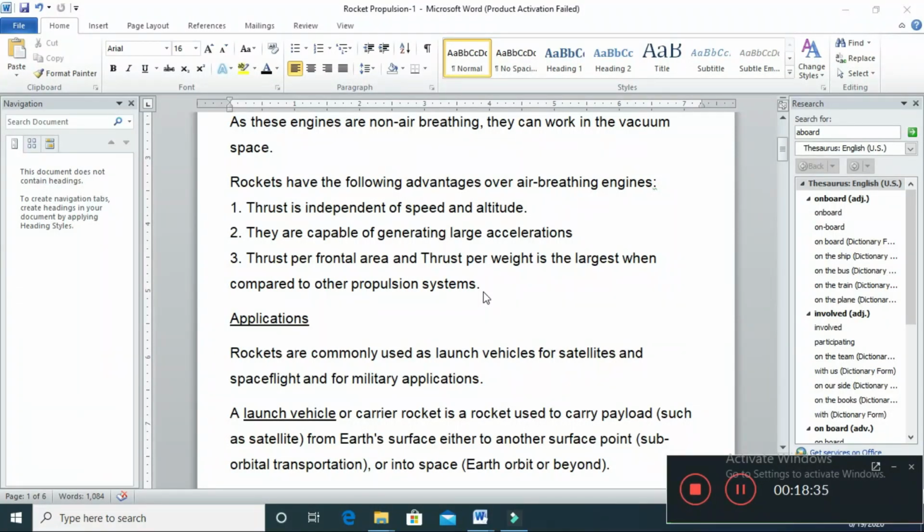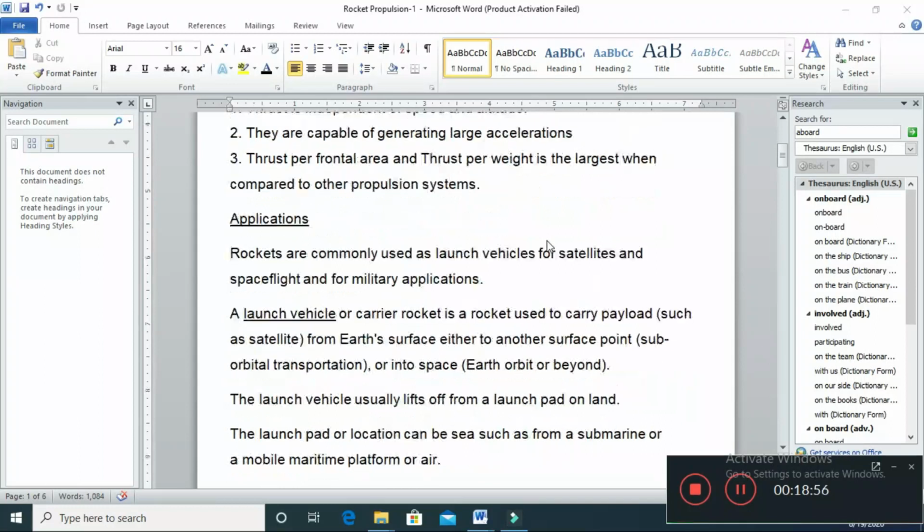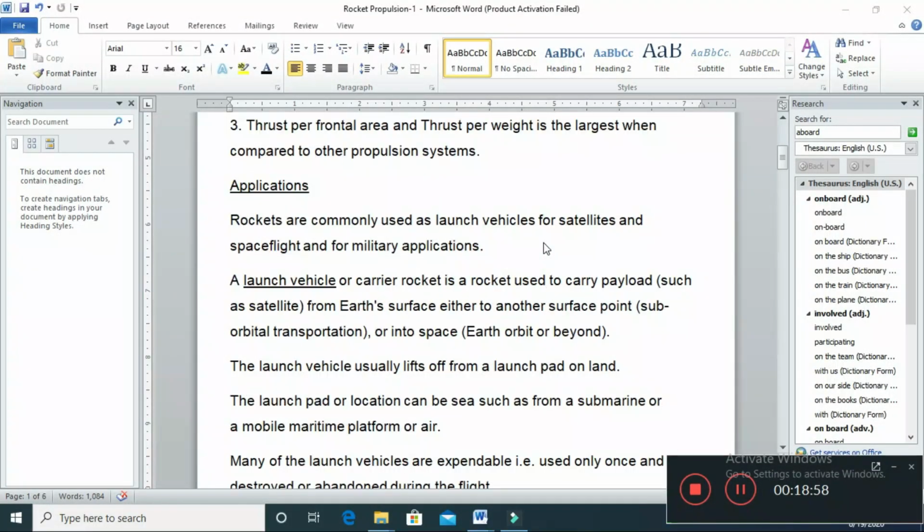First is thrust independent of speed and altitude, and large accelerations can be produced due to the shape and the design and the direction of the flight. They are capable of generating large accelerations. The thrust per frontal area, thrust per weight is largest when compared to other propulsion systems.